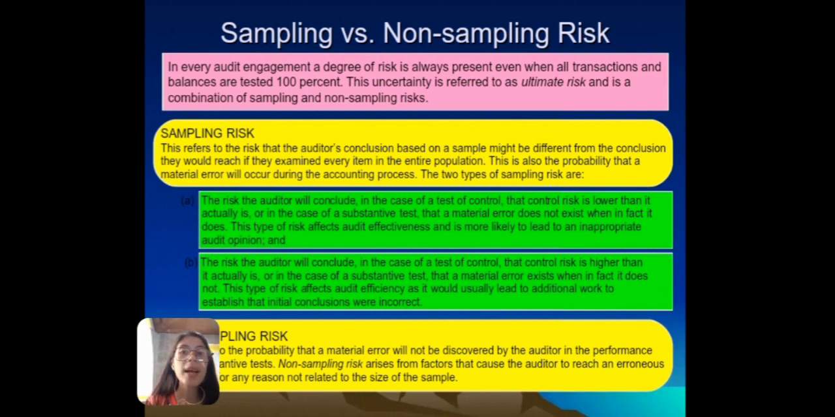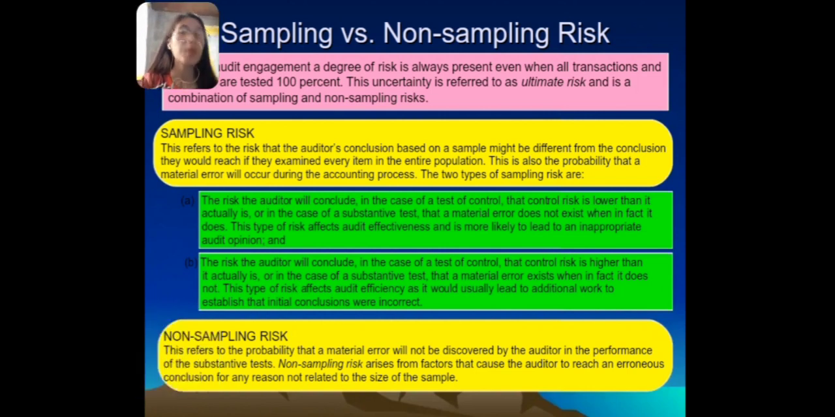The second type of sampling risk is the risk that the auditor will conclude, in the case of tests of controls, that the control risk is higher than it actually is, or in the case of a substantive test, that a material error exists when in fact it does not. This type of risk affects audit efficiency, as it would usually lead to additional work to establish that initial conclusions were correct. Next one is the non-sampling risk.